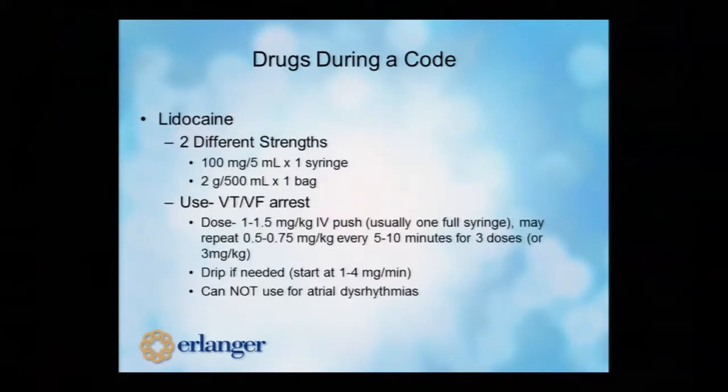The next thing is lidocaine. So there's 2 different strengths. Again, there's a bag of lidocaine, and then there's a bolus syringe of lidocaine. The 2 times we would use this are for VTach and VFib arrest. There's some new data out that the last update of the ACLS guidelines actually said that lidocaine or amiodarone can be used for this indication if it's refractory VFib.